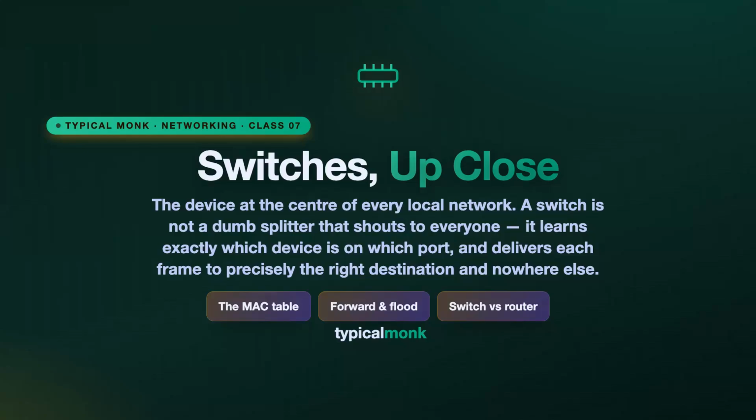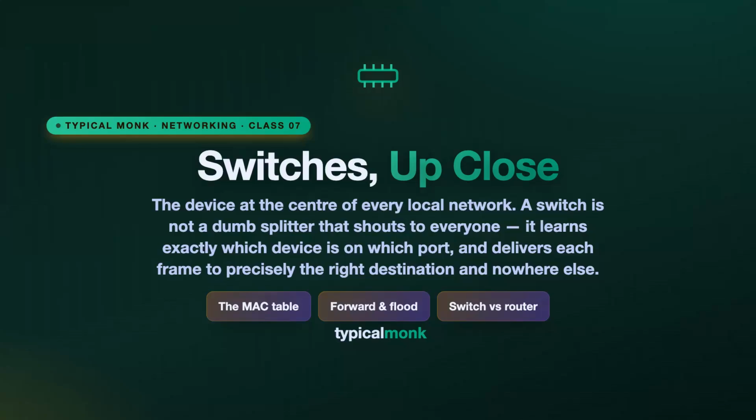The box your office computers plug into, the ports on the back of your router at home and so on as well. Those are switches. Their job sounds simple. Connect the devices on a local network so they can talk to each other. But how a switch does that job is genuinely clever. And understanding it explains a huge amount about how networks behave.